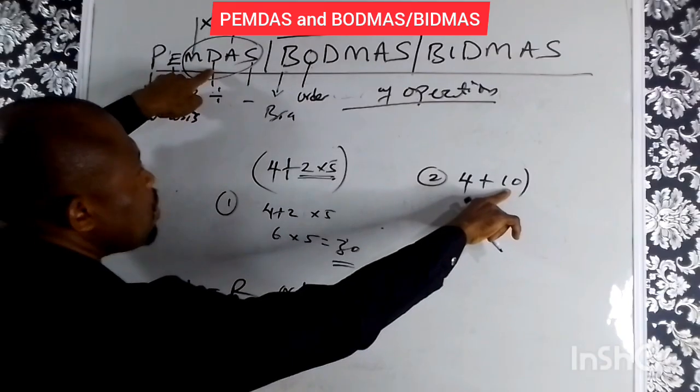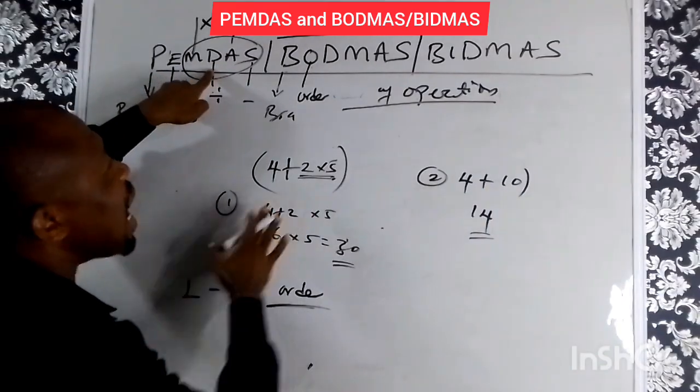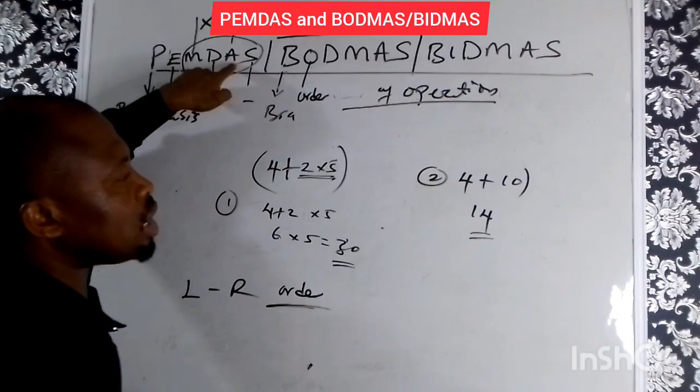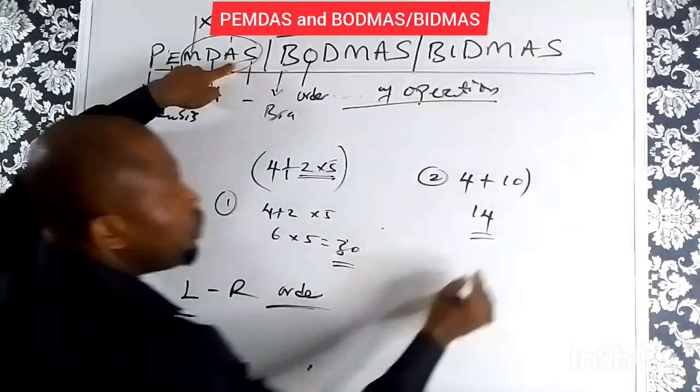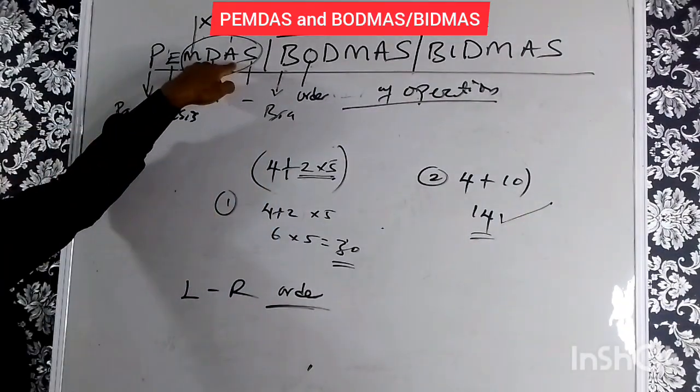Now, D means division. There is no division here. The next one that will follow is addition. So since we have taken these two, we now add. Therefore, this is the correct answer for this.